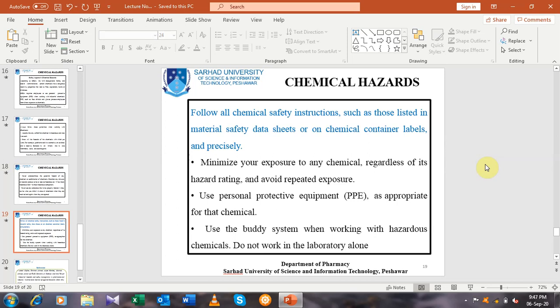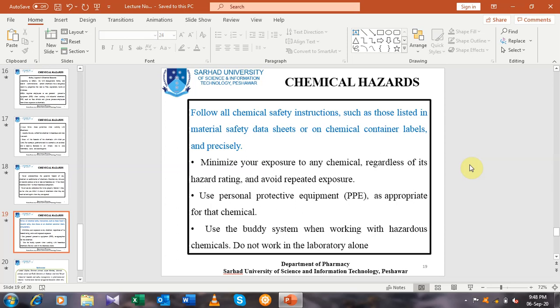Follow all chemical safety instructions, such as those listed in material safety data sheets. Material safety data sheets are available on the chemical container label, and we should ensure to follow all the safety instructions mentioned in the material safety data sheets, which may be according to the chemical container labels. Minimize your exposure to any chemicals regardless of their hazardous rating. Use personal protective equipment, PPE, as appropriate for that chemical, with special instructions about which personal protective equipment should be used for this purpose.